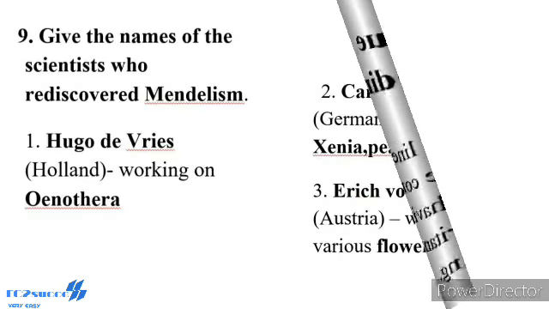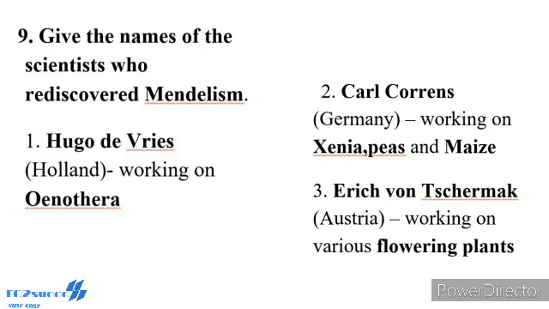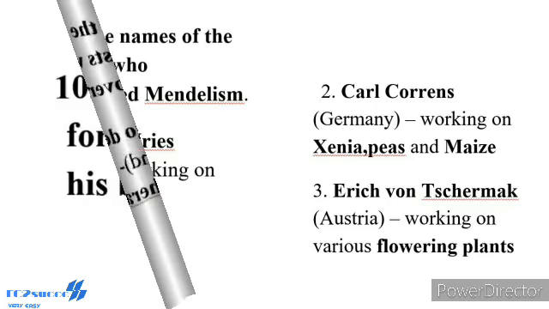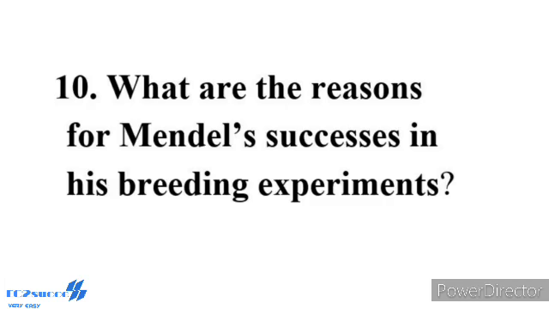Give the names of the scientists who rediscovered Mendelism. Number 1, Hugo de Vries, Holland, working on Oenothera. Number 2, Karl Correns, Germany, working on xenia, peas and maize. Number 3, Erich von Tschermak, Austria, working on various flowering plants. 10th question: what are the reasons for Mendel's success in his breeding experiments?